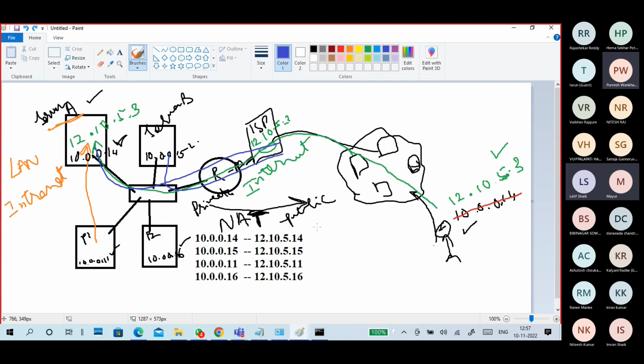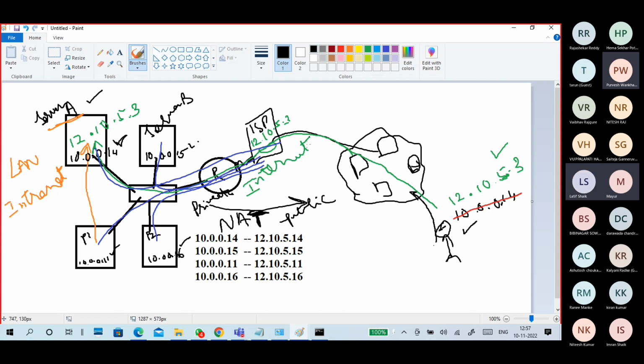So when you want to communicate like that, in these cases, we definitely have to configure NAT, network address translation.